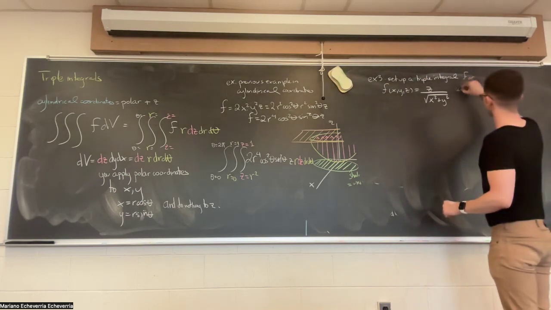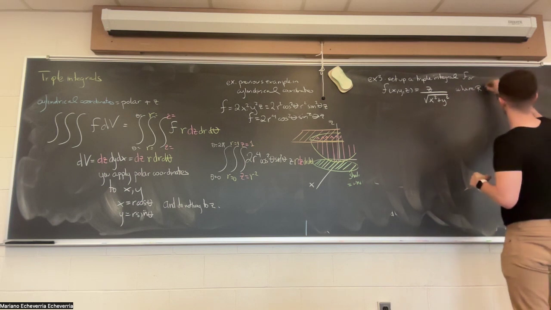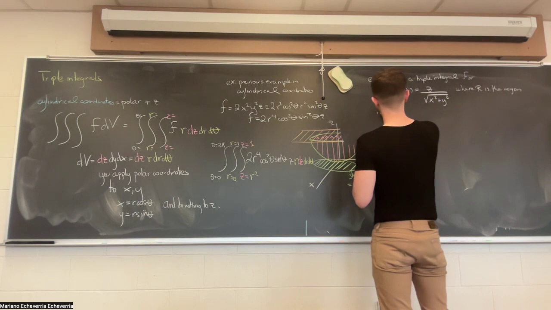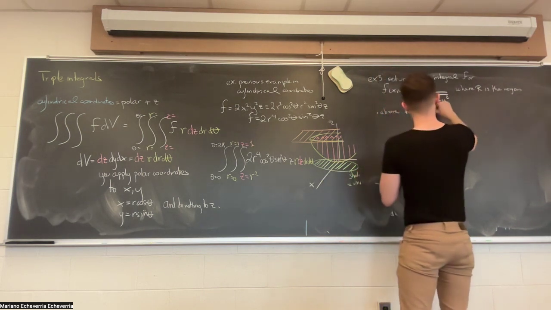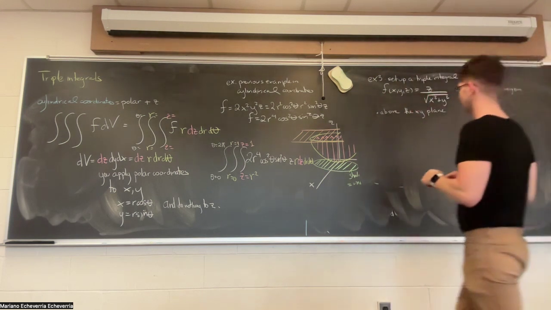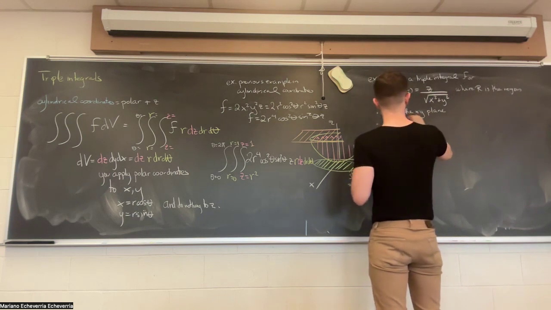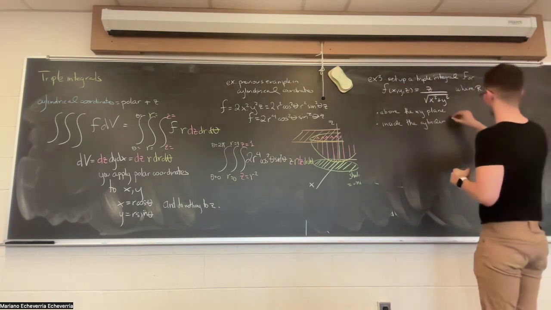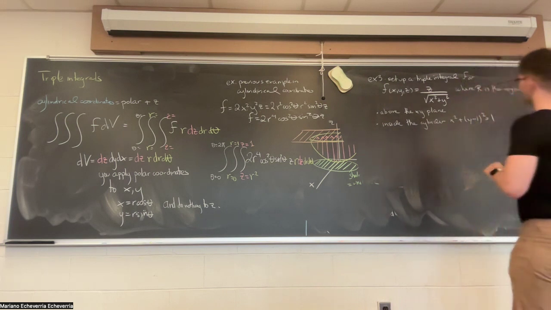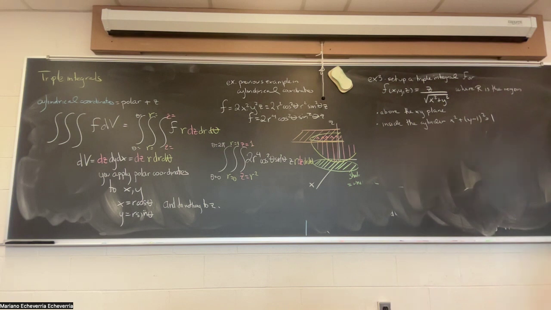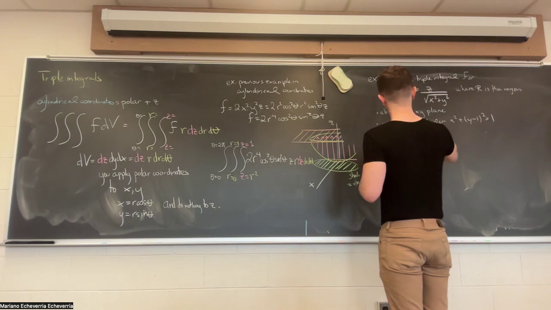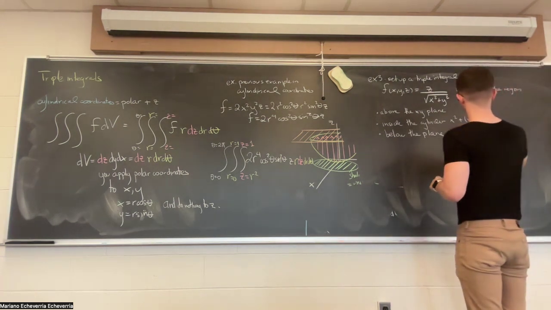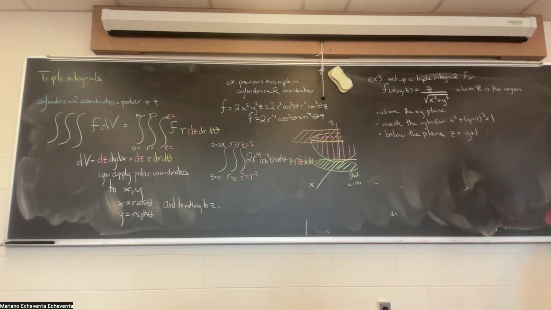Where R is the region above the XY plane, inside the cylinder x squared plus (y minus 1) squared equals 1, and below the plane z equals y plus 1. So this is what makes up R. Okay.